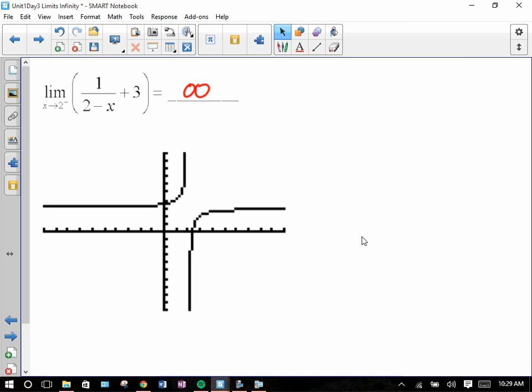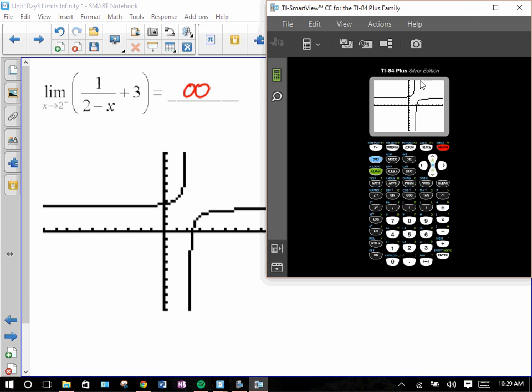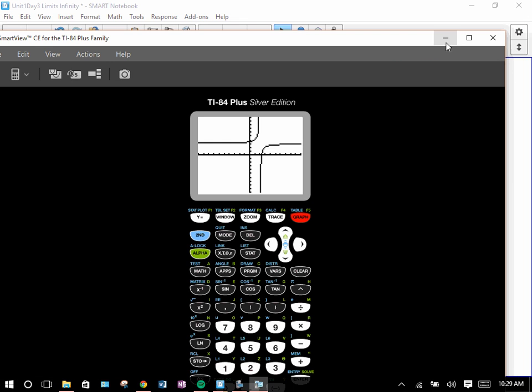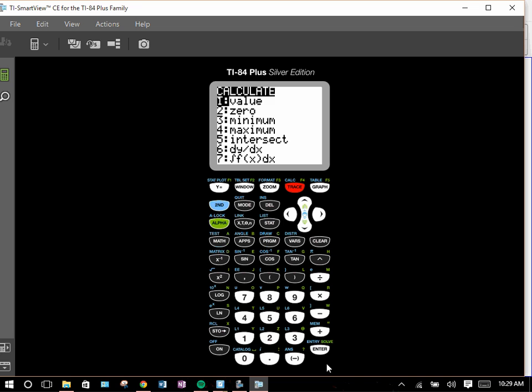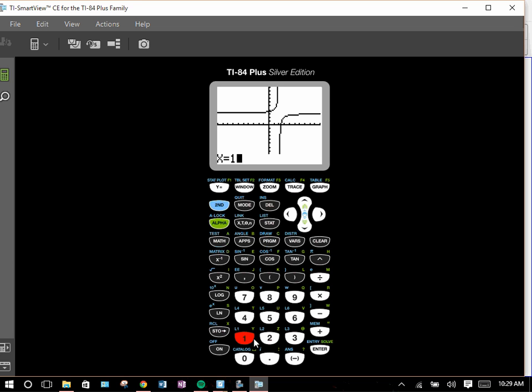And I'm not going to bother checking that with the table again. You could, if you wanted to, check the value that's really close by on your calculator. So 2 from the left would be like 1.99999. So if I check this out by taking this and going second trace, I'm going to calculate a value of, let's say, 1.9999. Hit enter.